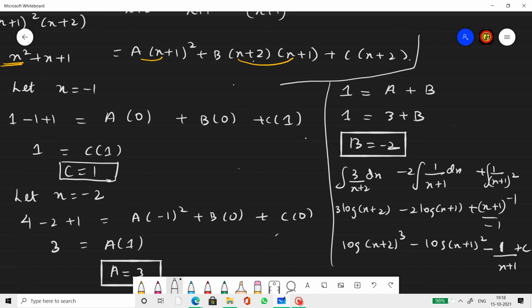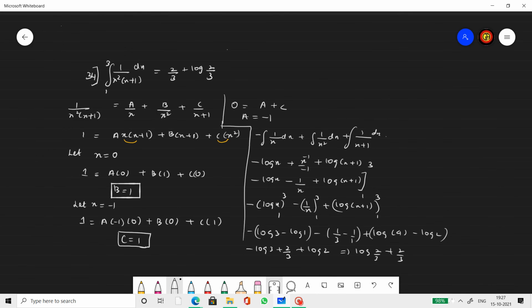You can leave it like this, or you can put these two logs under log a by b form. So log of x plus 2 the whole cube by x plus 1 the whole square, minus 1 by x plus 1 plus c. Depending upon the way you simplify the sum, your answer might change, but I think you are able enough to catch it up with your book answer.